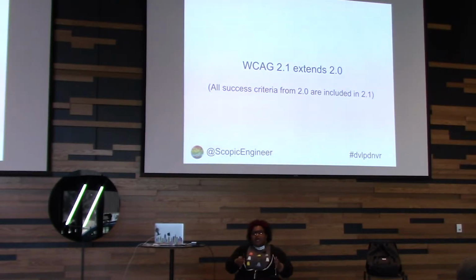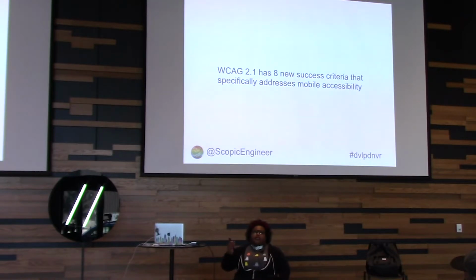2.1 only added 17 new criteria because W3C felt there needed to be some more explanation for certain standards. So they added 17 new ones. Some of them were rewritten or they added new ones. And among the ones they added that were completely new were 8 new success criteria that deal with mobile accessibility exclusively. And so that is what we're going to go over right now.